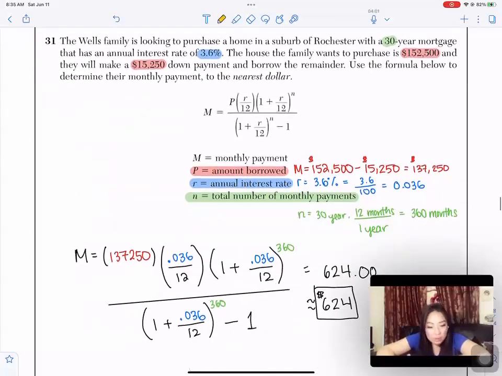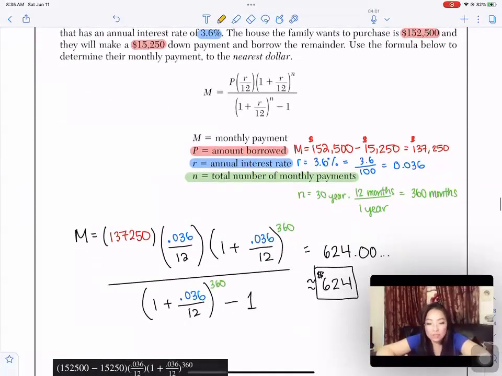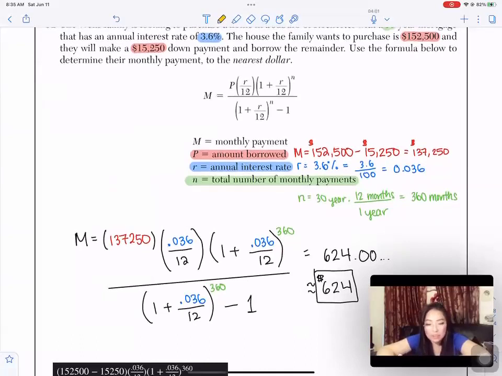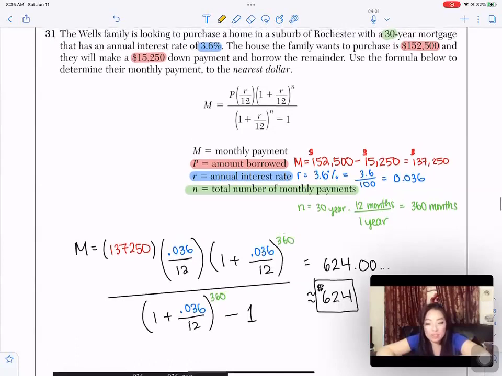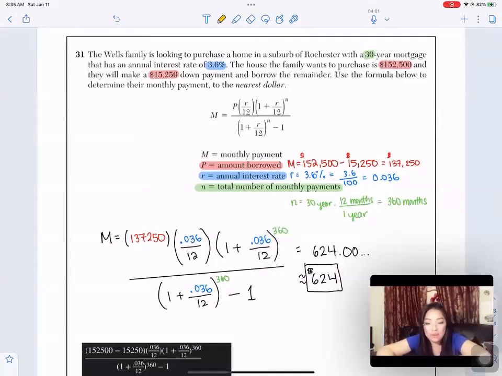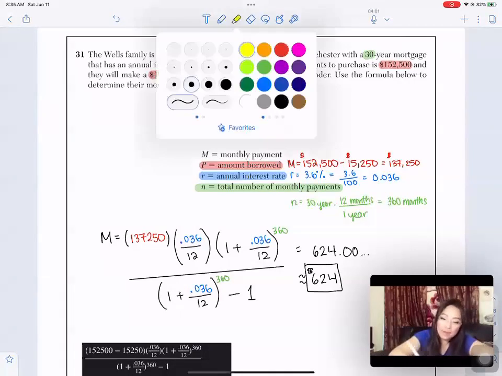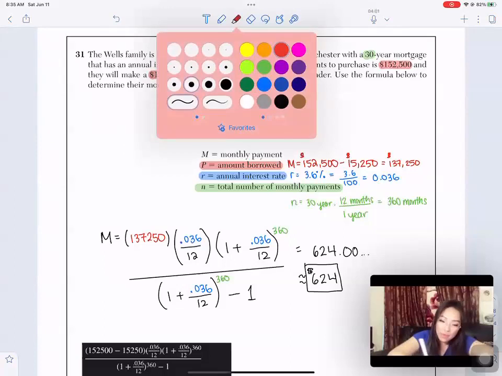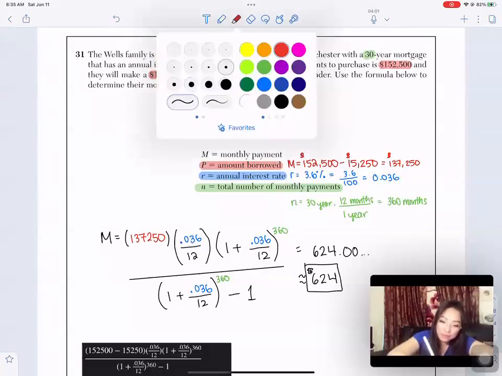Okay, this is also another 2-pointer. And in class, I just did a straightforward substitution. If you're one of those students that gets tripped up over the little things like substitution, then write it out. Write out a little legend and write M equals 137,250, R equals 0.036, and N equals 360 months, and then substitute it into the formula, which I forgot to highlight. I did this in class, but I totally forgot now. And that's okay. I'll do it now.